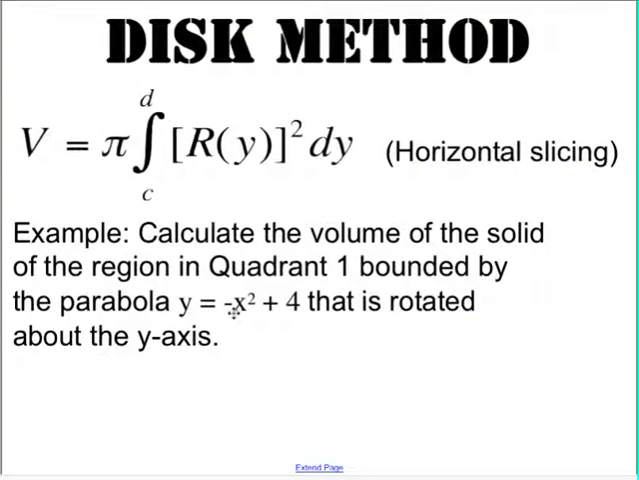And the very last part of calculating volume by revolving is what if you're going to revolve around a vertical axis of revolution or use a horizontal rectangular slice. So here's an example. Calculate the volume of the solid of the region in quadrant 1 bounded by the parabola y equals negative x squared plus 4 that is rotated about the y-axis.